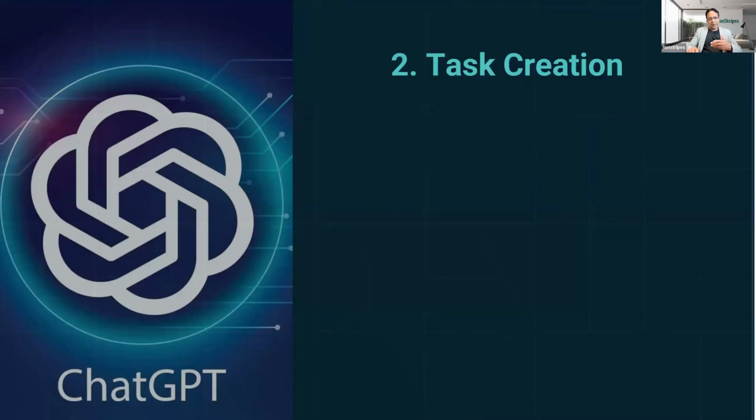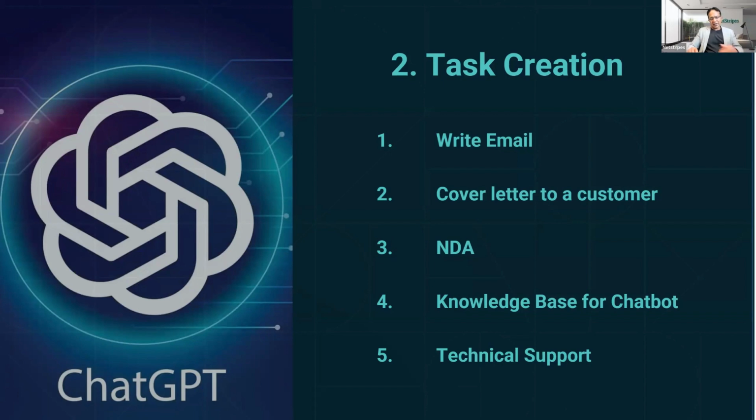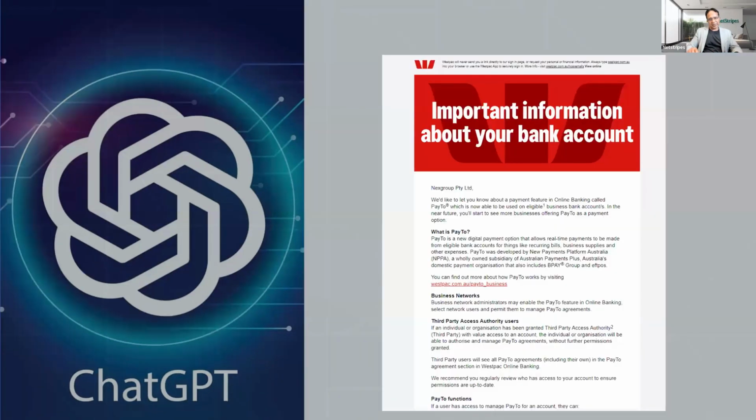Okay. So task creation, you can write emails, of course, cover letters to a customer, an NDA, as you saw, a knowledge base for a chatbot. I did go and say, create a complete knowledge base for customers who ask questions around web-related issues. And it gave me a fantastic knowledge base. Now I can feed that knowledge base to a chatbot and have that chatbot on our website if needed. We don't need it, but if needed, we can do that. But I was doing a test. As a result, your technical support is done through that knowledge base, okay?